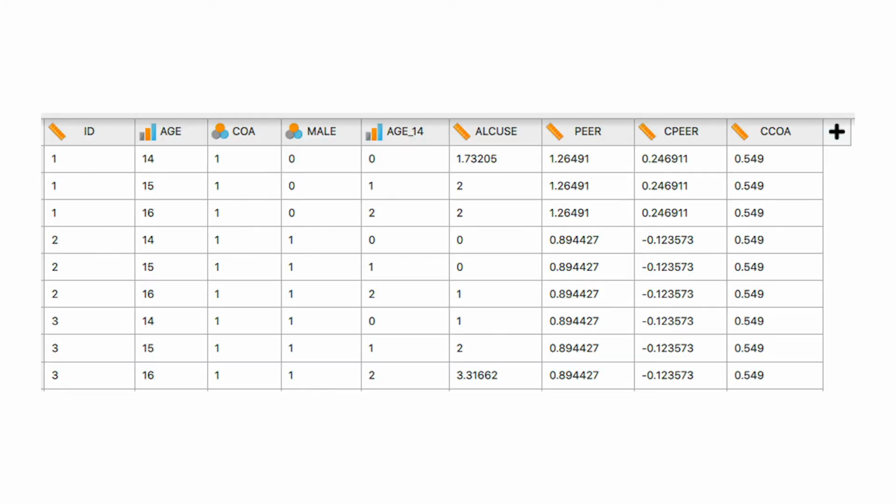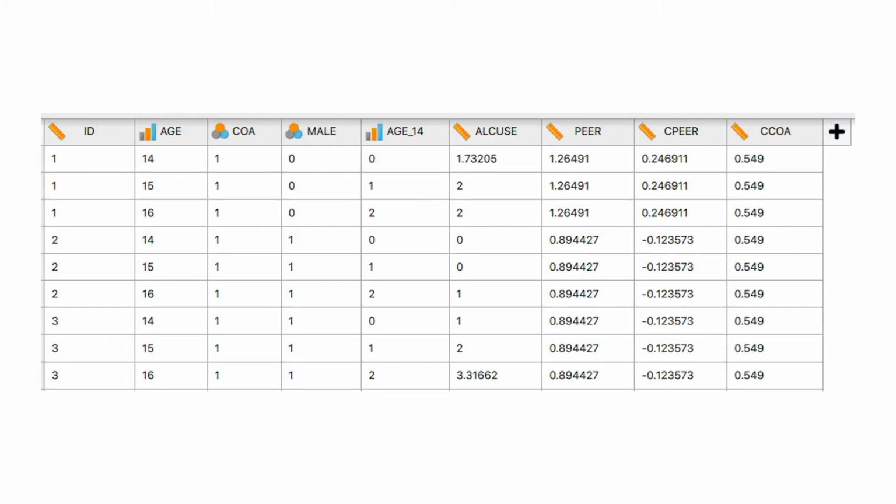So here we have an alcohol use data set. This is a real data set, and we are looking at alcohol consumption among youth. So we have an ID variable indicating which person it is. That is our cluster indicator. And we have an age variable, 14, 15, and 16, indicating the age at which we ask them these questions. COA is child of alcoholic. Male is whether they are a male. 0 means they are female. 1 means they are a male. And then age underscore 14 represents the number of years since they were 14, which is redundant with the age variable, but you get the idea.